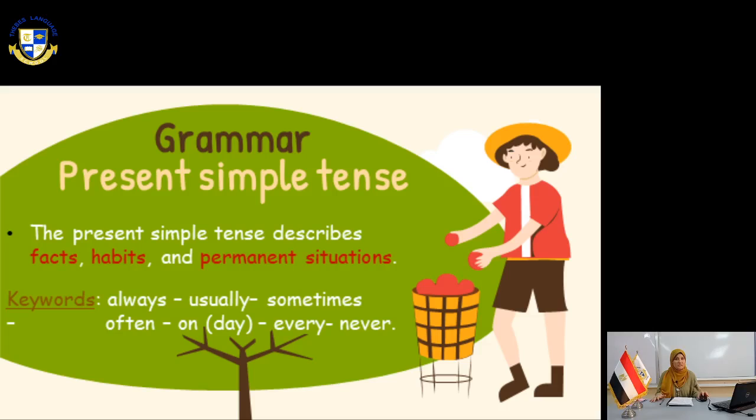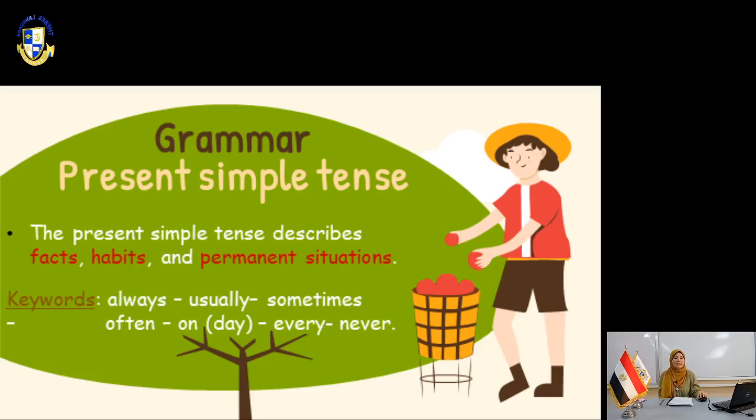Or a permanent situation. What is the meaning of a permanent situation? It's a situation that seems to exist all the time. I don't have any intention to change this situation. For example, I live in Cairo. It's a situation which exists all the time. I don't want to go anywhere else. I live in Cairo. Okay? So we use the present simple tense to describe a fact, a habit, and a permanent situation.